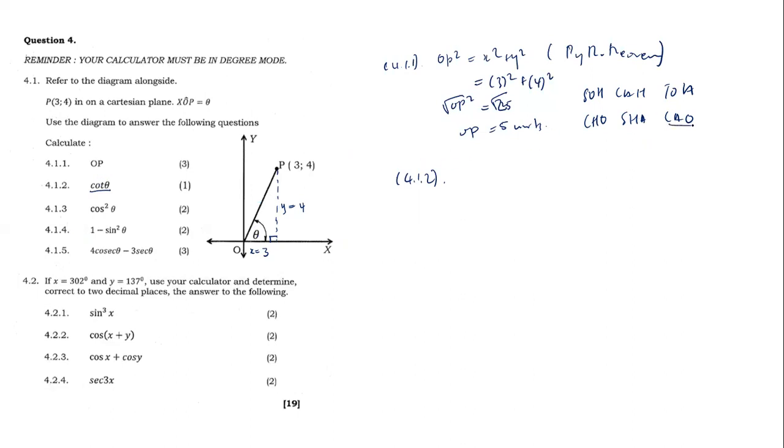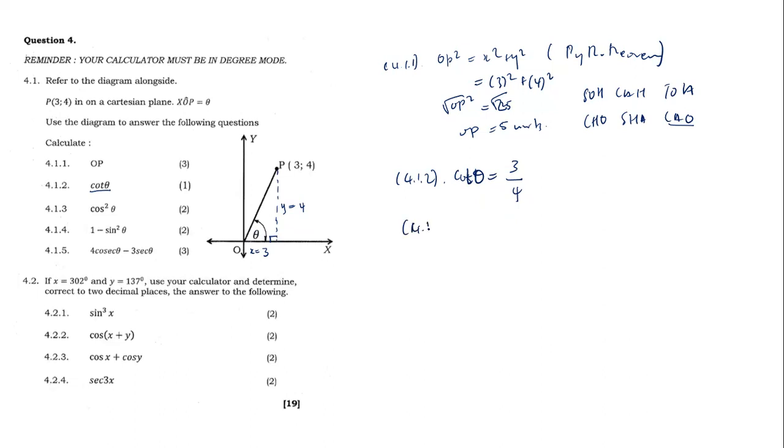Cow is cotangent. So cot theta in this case is going to be adjacent over opposite. The side adjacent to theta is this one, and opposite is that one. So it is x over y. That means cot theta will be x, which is 3, over y, which is 4. That's how we do it.